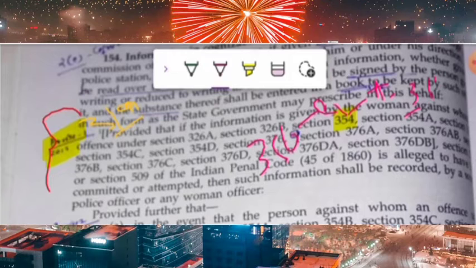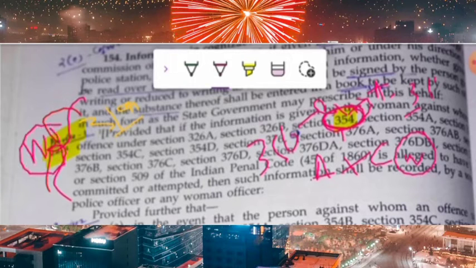And 353 relates to public servants. So 354 is mainly relating to assault or criminal force, both assault plus criminal force, 350 plus 351, to women. Particularly this provision relates to offenses against women, with intent. Intention is very important in criminal law, which is called mens rea, malafide intention, to outrage her modesty. And when it comes to her modesty, then it's obviously a serious kind of offense.